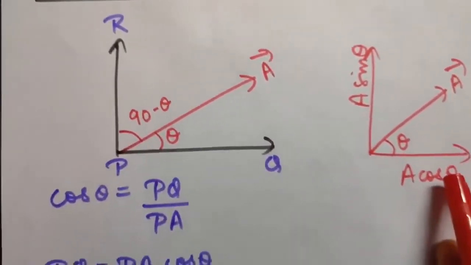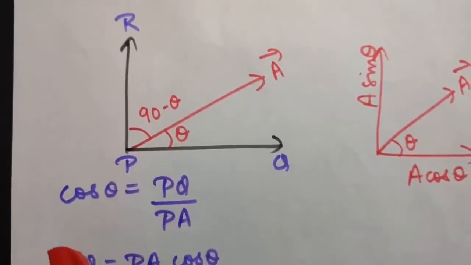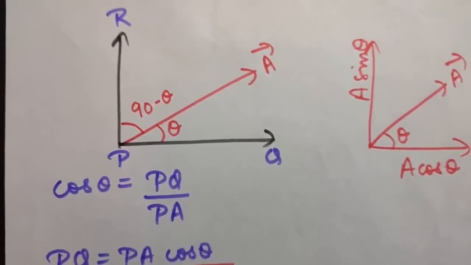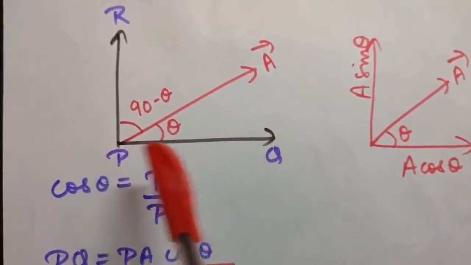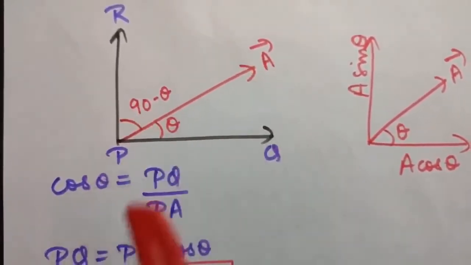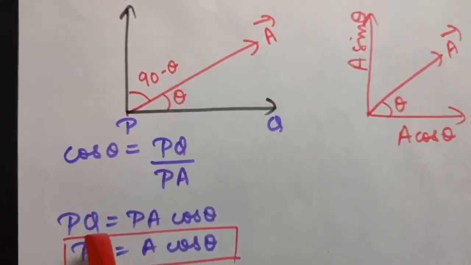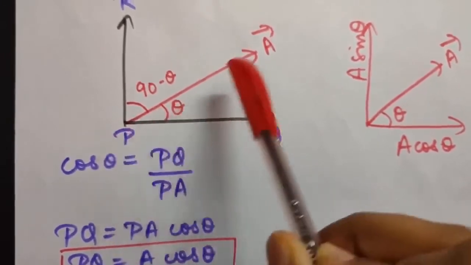Now if I calculate cos theta, cos theta is base upon hypotenuse. So base is PQ and hypotenuse will be PA. So cos theta will be PQ upon PA, or I can say PQ will be PA cos theta. Now PA is nothing but vector A.